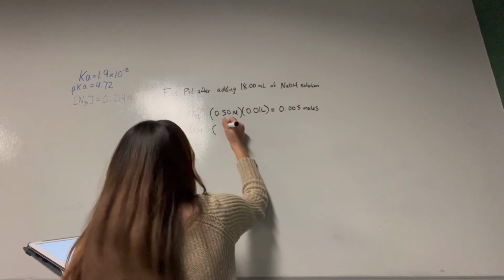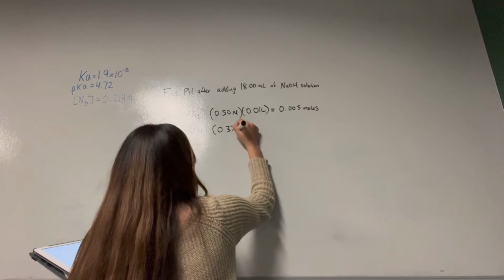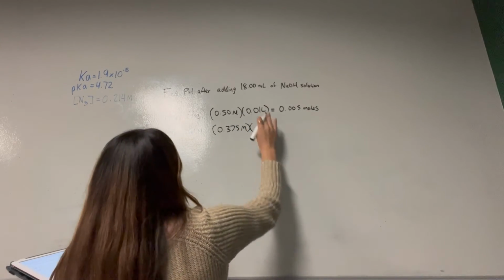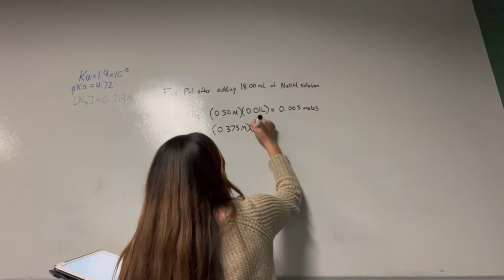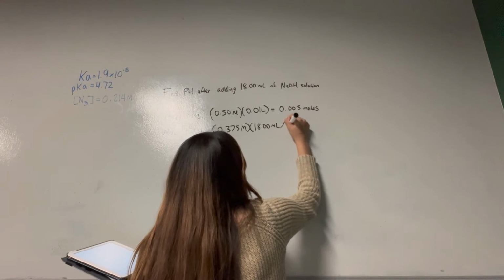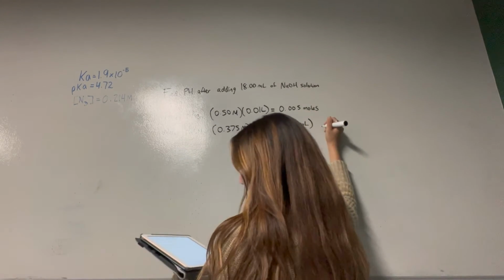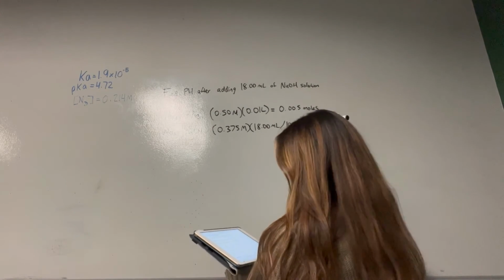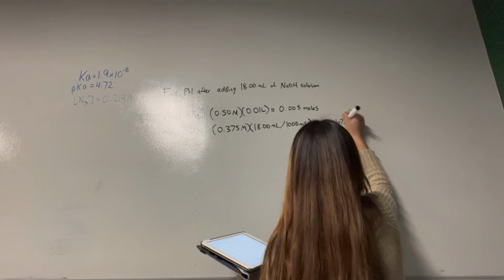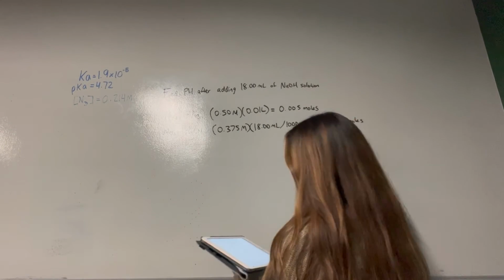Next, we'll calculate the number of moles of our strong base, NaOH. As we found in the beginning of the video presentation, our molarity is 0.375 molar. And we multiply this by 18 milliliters divided by 1,000 milliliters in order to get our liter conversion. And once we do this, we find that we have 0.00675 moles of our strong base, NaOH.